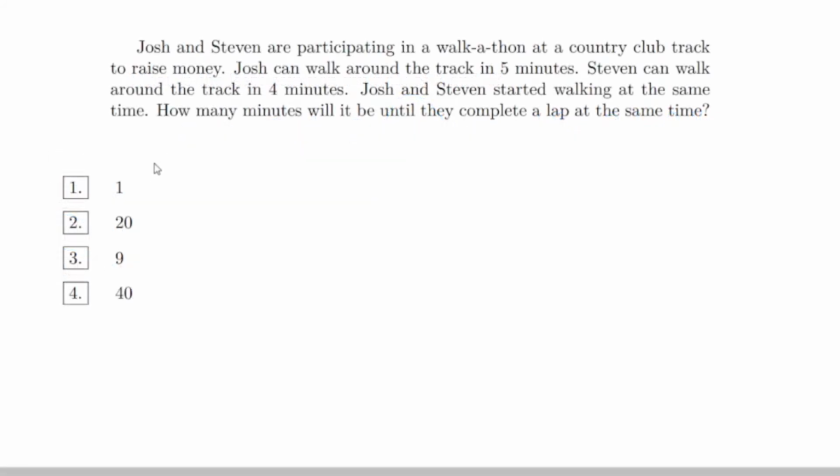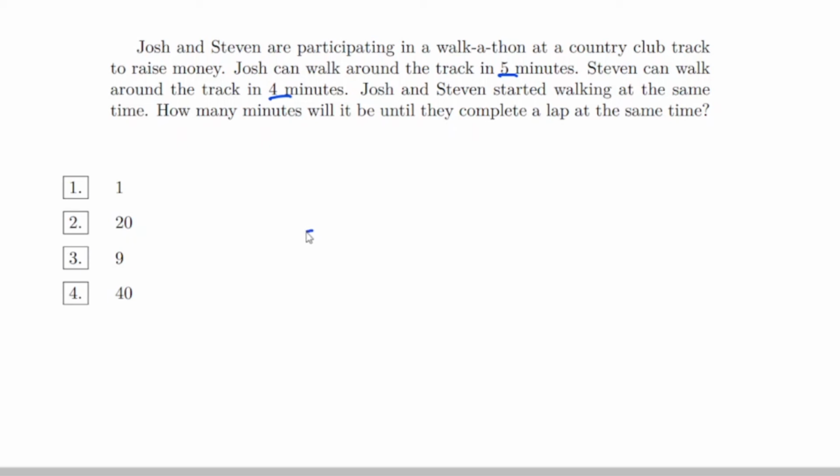Oh, so this is a fun problem. It says Josh and Steven are participating in a walkathon at a country club track to raise money. Josh can walk around the track in 5 minutes. Steven can walk around the track in 4 minutes. So 4 and 5 minutes. Josh and Steven started walking at the same time. How many minutes will it be until they complete a lap at the same time?